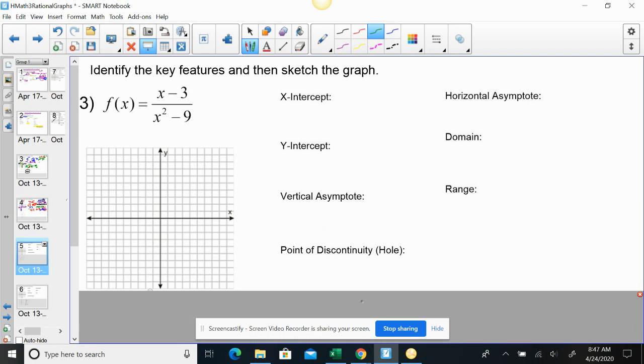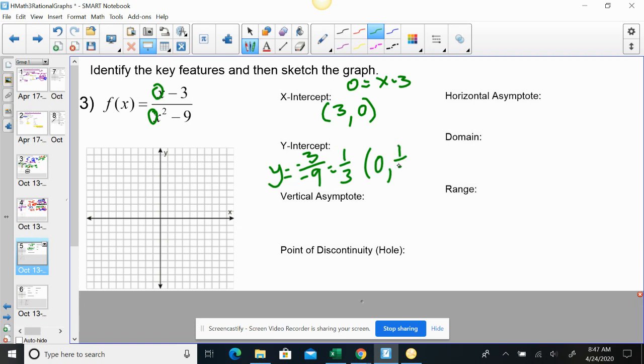All right, let's get into it. So x-intercept, set the numerator equal to 0. So I'm going to think that my x-intercept is 3, 0. What minus 3 equals 0? 3. Y-intercept, go ahead and sub 0 in for your x values. So this would give me y equals negative 3 over negative 9, 1/3.